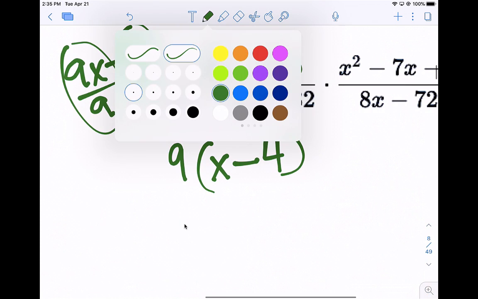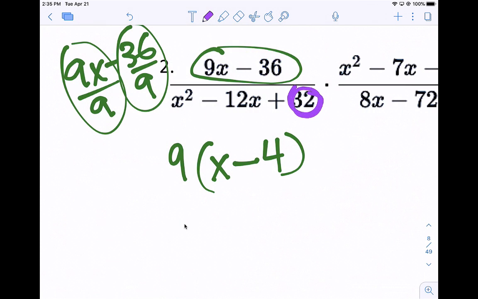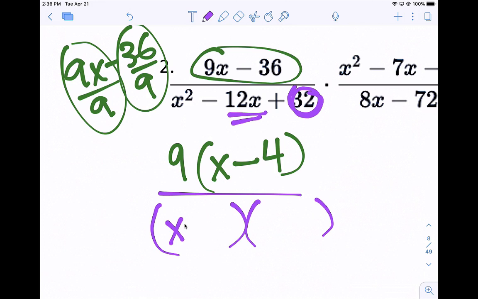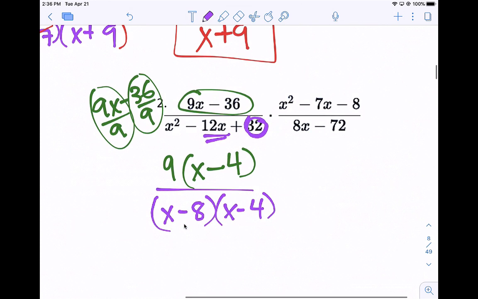On the bottom, it's what multiplies to 32 that adds to negative 12. That'll be x, and it'll be 8 and 4. They both have to be negative. So x minus 8, x minus 4. When you add a negative 8 and negative 4, it's negative 12, but when you multiply a negative times a negative, it's a positive. So there's the first one.